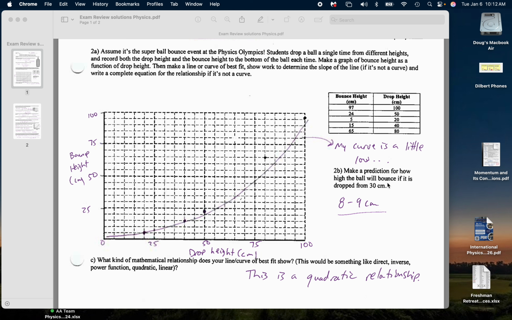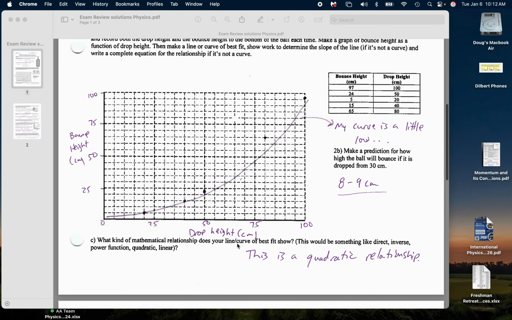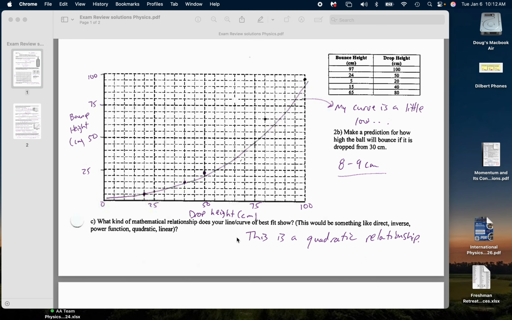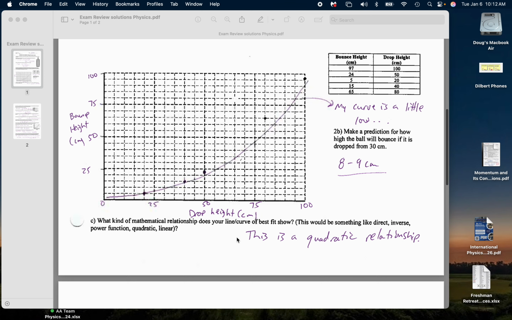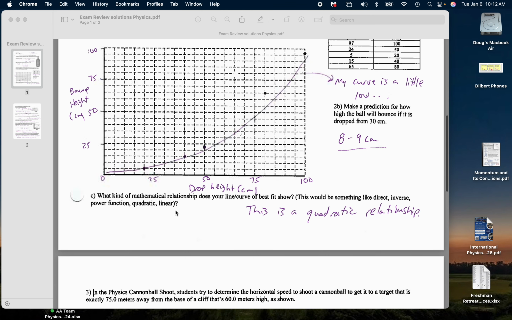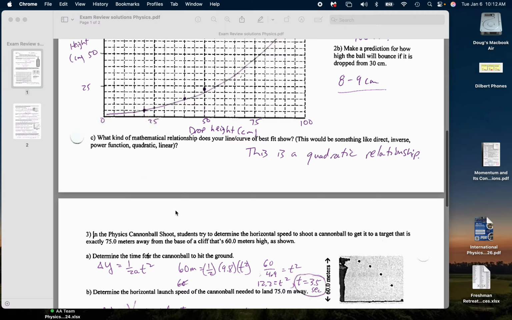So if I make an estimation for how high the ball will bounce, if it's dropped from 30 centimeters, it's around here, it looks like around 9 centimeters for bounce height. And this is a quadratic relationship. Excuse me. Early in the year, we had all those different mathematical and graphical relationships.